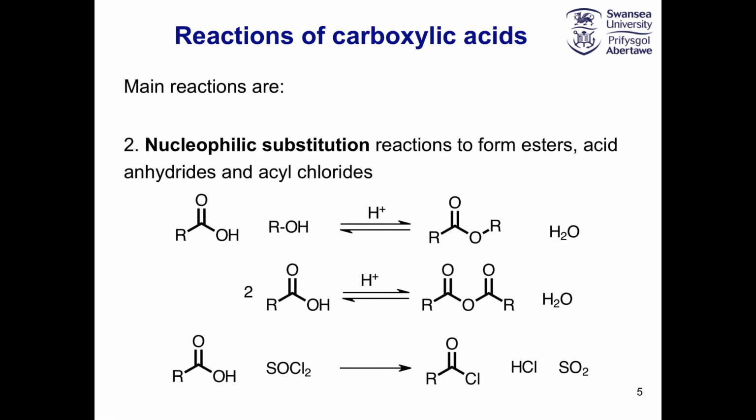Probably the main group of useful reactions, though, is the various nucleophilic substitution reactions that carboxylic acids undergo. We'll only do the mechanism of ester formation, but we can also form acid anhydrides and acyl chlorides directly from carboxylic acids. You can see that these first 2 reactions are equilibria, so a method of forcing them over to the product side is needed to get good yields, whereas the final one where the carboxylic acid is reacted with thionyl chloride to form the acyl chloride, is irreversible because sulfur dioxide gas is released.